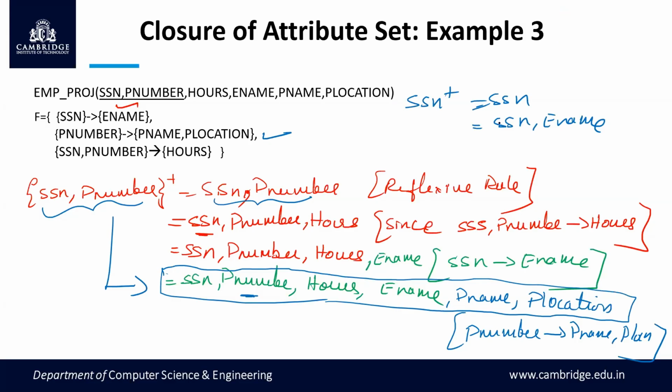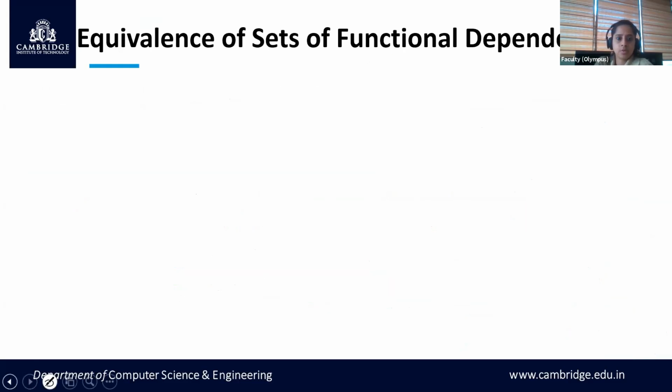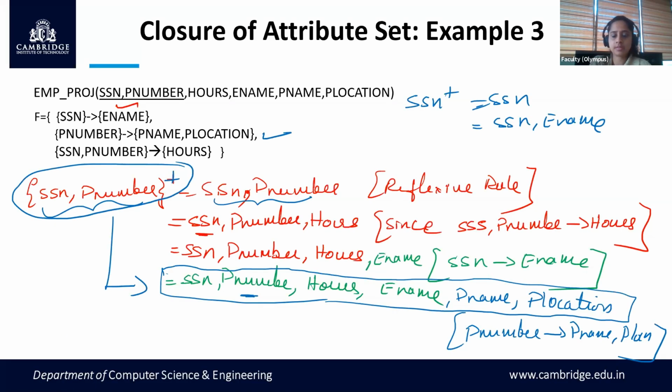Okay, ma'am. Got it. Thank you. Is your doubt clear, Sanjeevani? Yes, ma'am, I got it. So now the answer is for the closure of SSN comma P number. Fine. Thank you. So I think today we have done the closure example. Tomorrow we will see other examples.